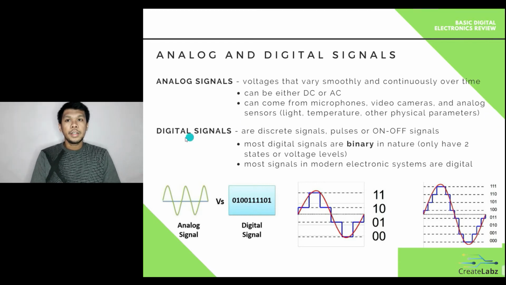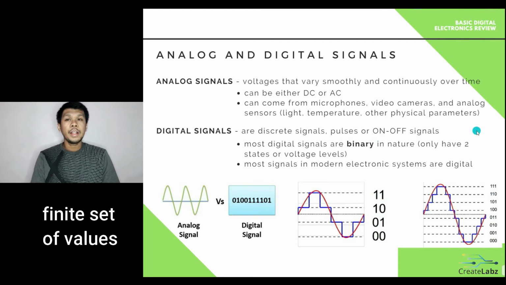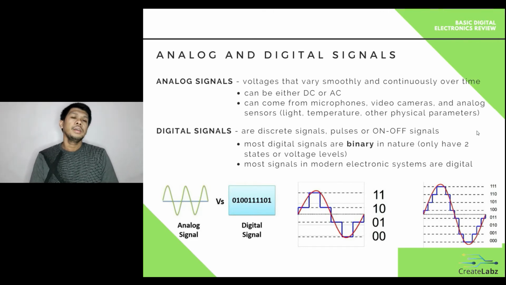Digital signals are discrete signals, unlike analog signals that are continuous. They have a finite set of values only, unlike the analog that may have an infinite set of values in the time base. Digital signals are binary in nature in that their value is expressed in two states only. Usually we express them as 1 or 0, true or false, on or off. Most signals in modern electronic systems already use digital signals.